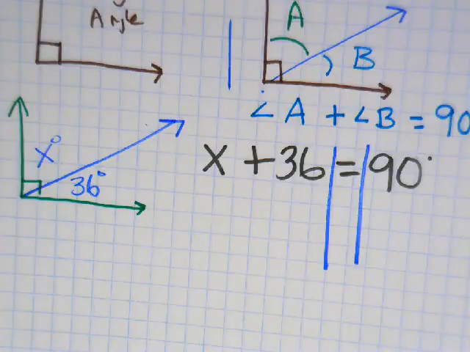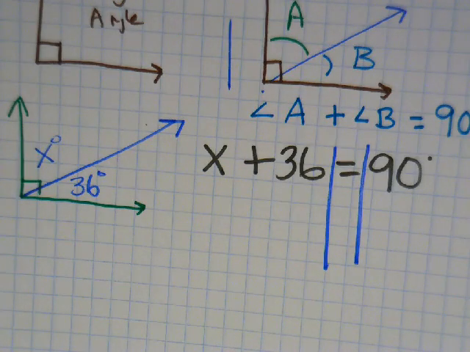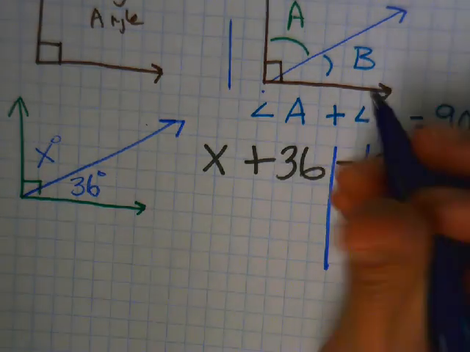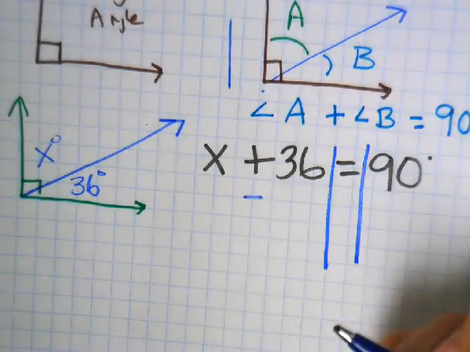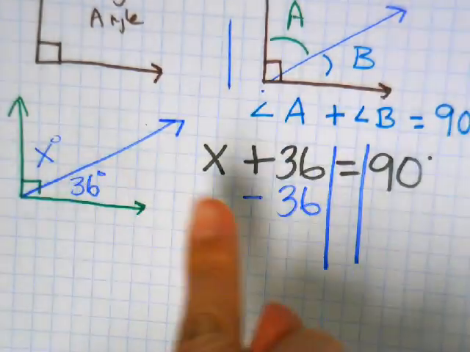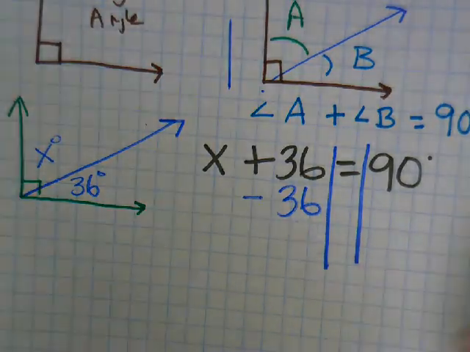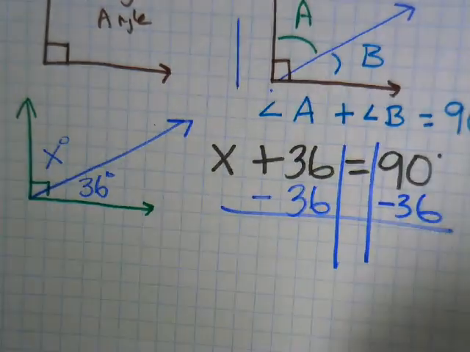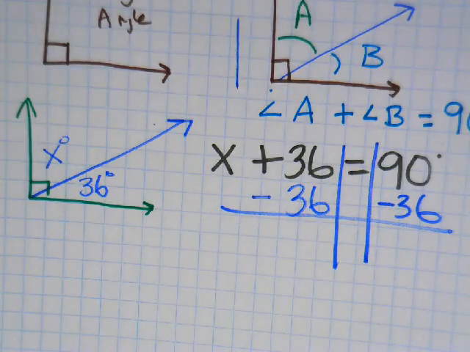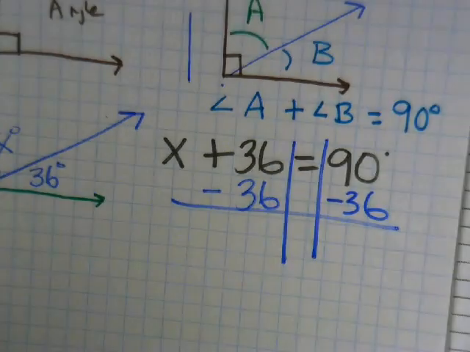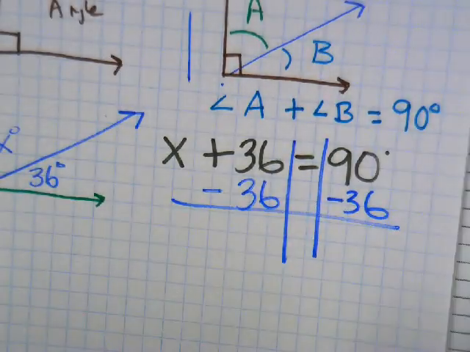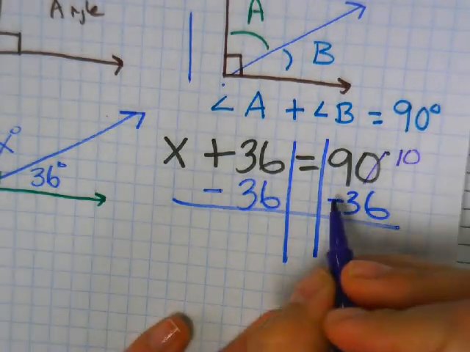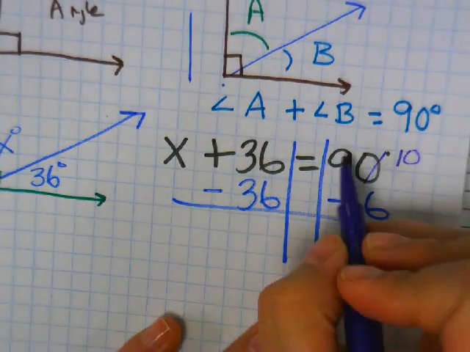What number do I move and how? This plus turns into a subtract minus 36. If I minus 36 on this side, what do I do on this side? Very good. The hardest part of today is, can you borrow? What does the 0 become when I borrow? A 10. What does the 9 become when I borrow? 8.